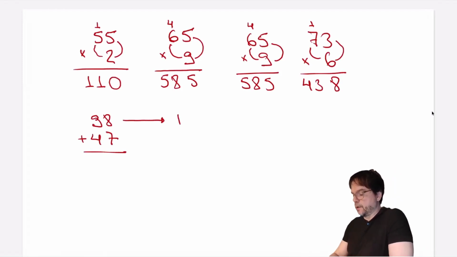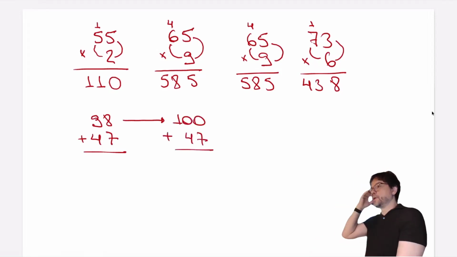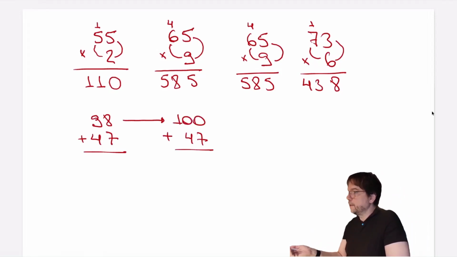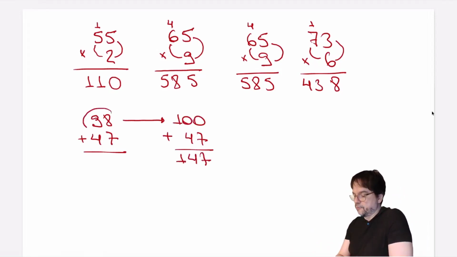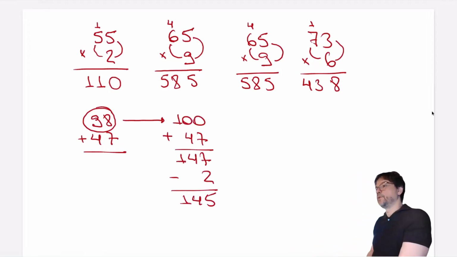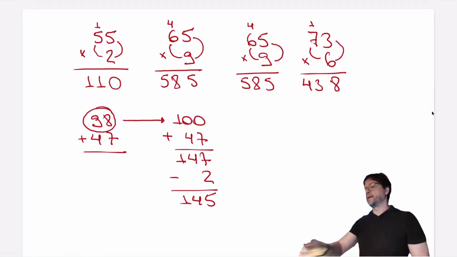Look, 98 is very close to 100. Do you agree? If I do 100 plus 47, you can do it in your mind without any paper. It's 147. Do you agree? But it's 2 less. So just subtract 2 here. 145. Did you notice how easy it is? I repeat for you. Look at me.